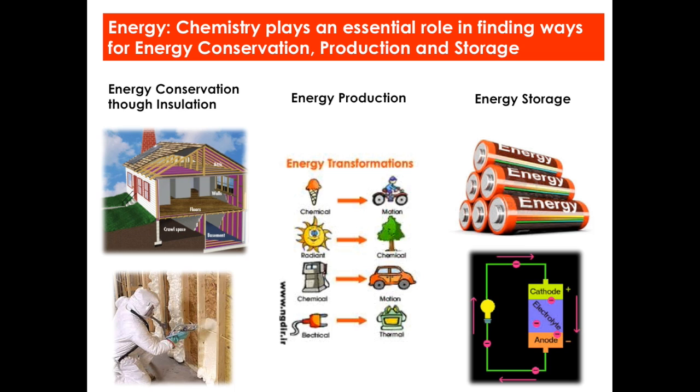Energy. Chemistry plays an essential role in finding ways for energy conservation, production, and storage. For example, in energy conservation, we can use insulation. Insulation is the use of materials that protect a house from heat getting in, or in the winter from heat getting out. Energy production is how different materials can produce energy for motion or for doing other processes like photosynthesis. And energy storage is ways that we can store the energy that is produced somewhere for later use, like in batteries.